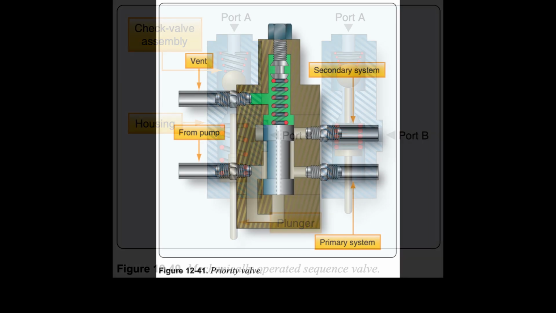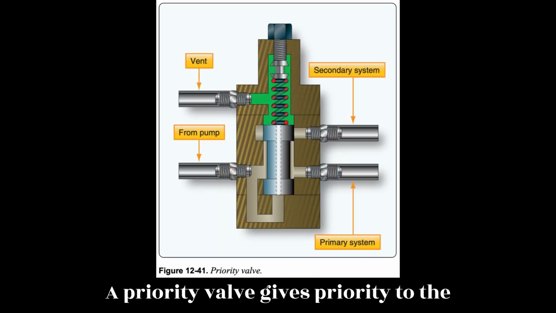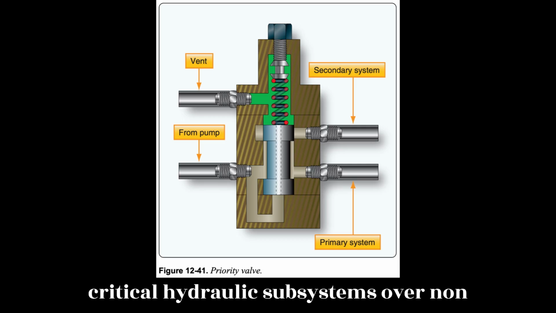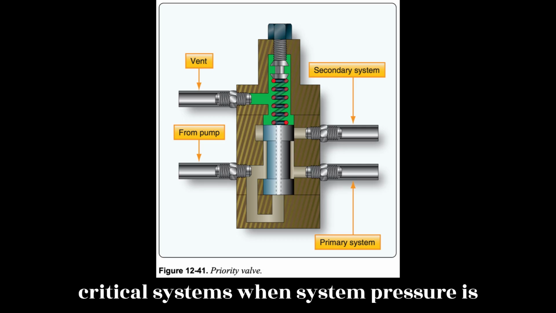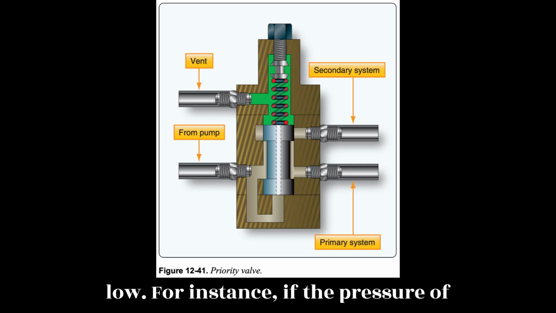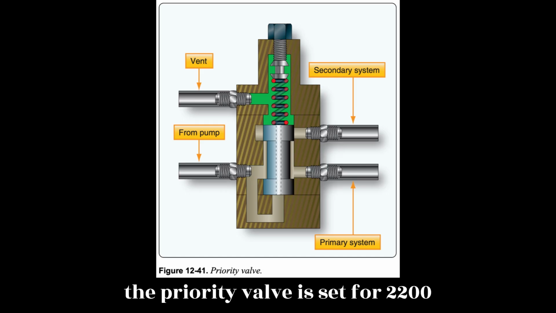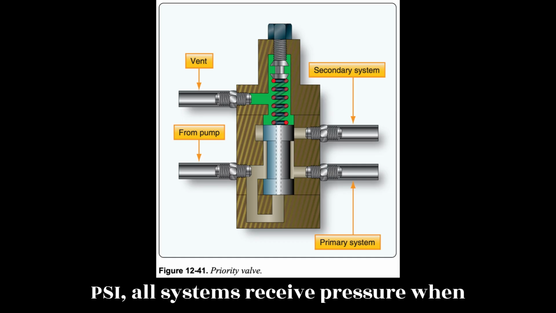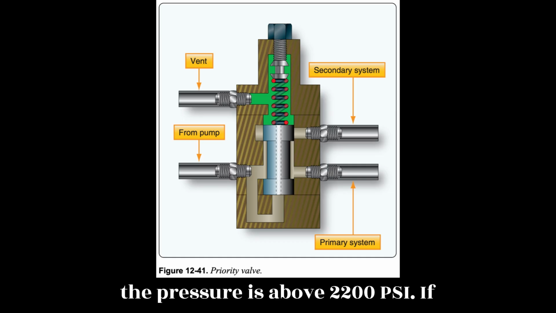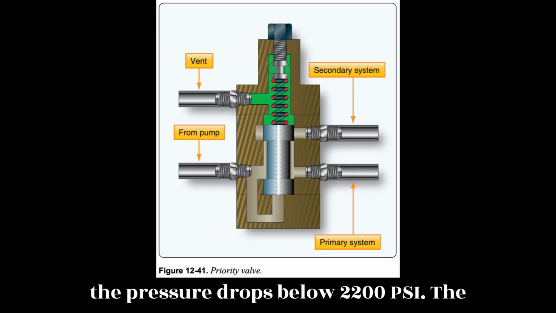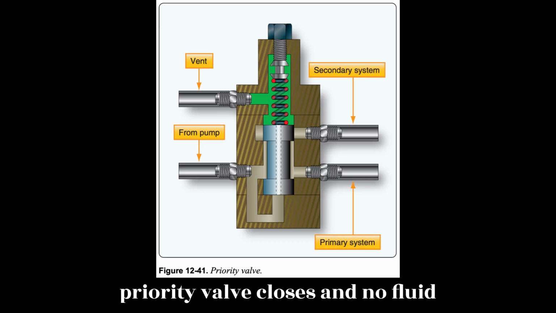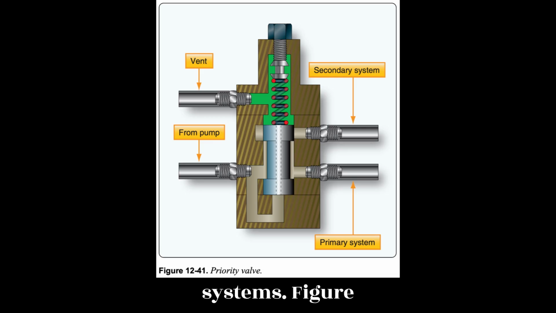Priority valves. A priority valve gives priority to the critical hydraulic subsystems over non-critical systems when system pressure is low. For instance, if the pressure of the priority valve is set for 2,200 psi, all systems receive pressure when the pressure is above 2,200 psi. If the pressure drops below 2,200 psi, the priority valve closes, and no fluid pressure flows to the non-critical systems.